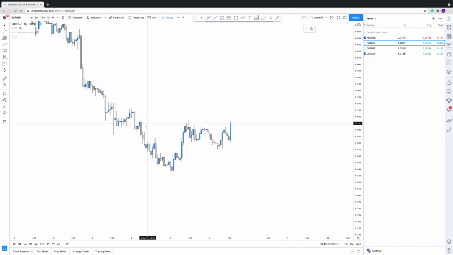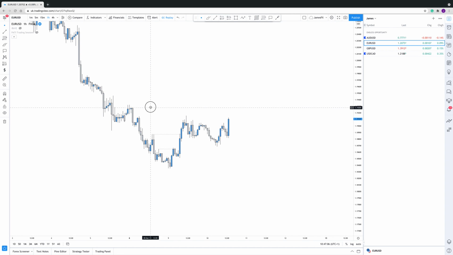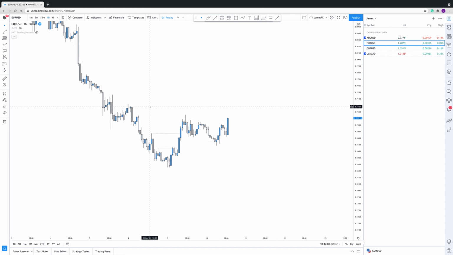So once we broke structure here, this lower high, we broke, we then pulled back, and we broke this lower high as well. So we're now seeing that change in momentum. So we want to be looking for potential longs.